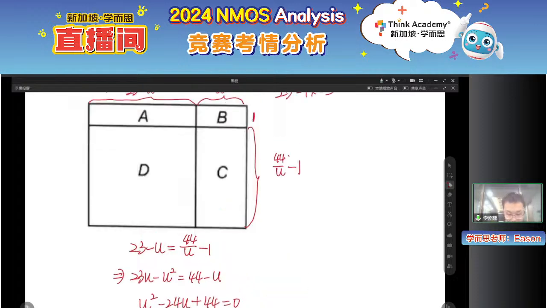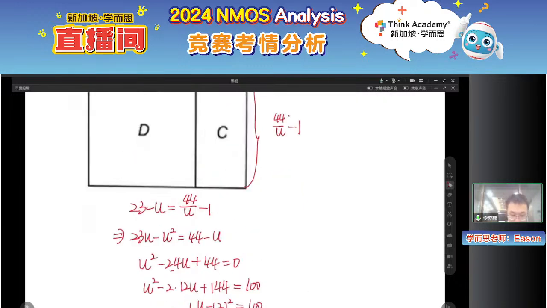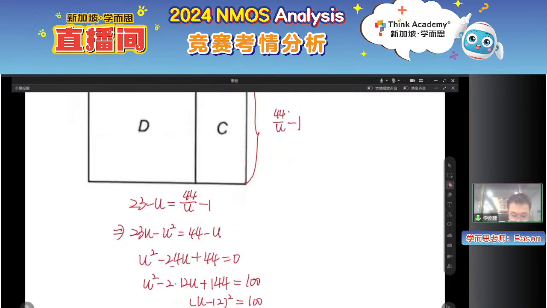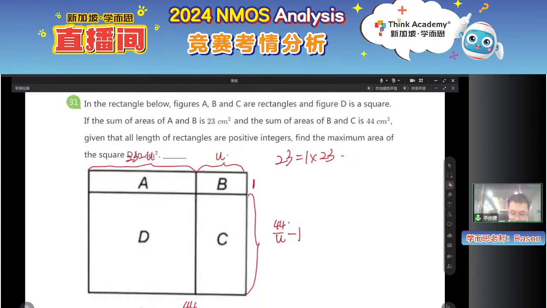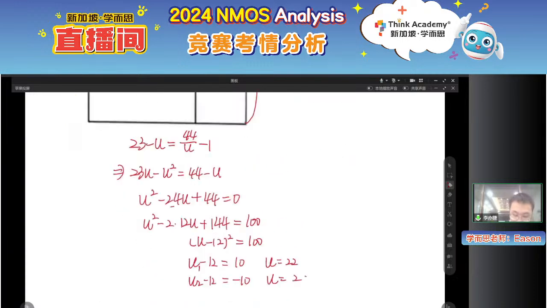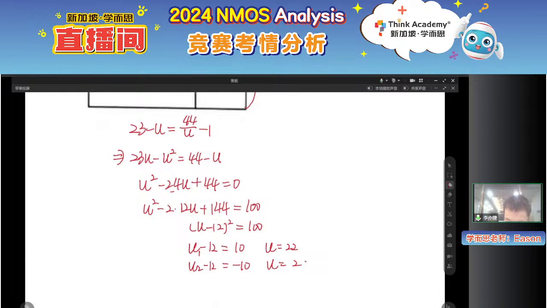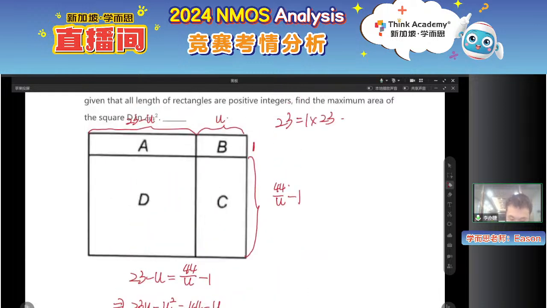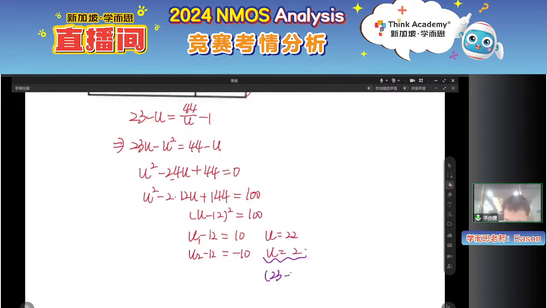Which one can make the area smaller? Because the side is 23 minus U, 2 makes U the smaller value and so the side length the maximum. So now the side length is 23 minus 2, and the square is 441, right?